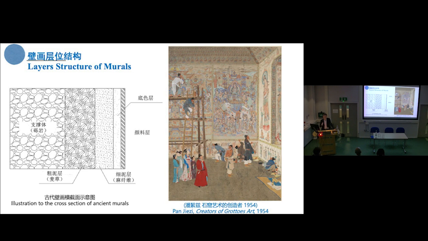On the surface of the rock, we put very coarse mud mixed with straw and other fibers. And this is a fine coarse layer, using very fine particle mud mixed with very fine fiber. Sometimes they use mutton and wool and some material like this. On the fine layer, we use white plaster. On the surface of the plaster, the painters use different colors to draw different wall paintings.